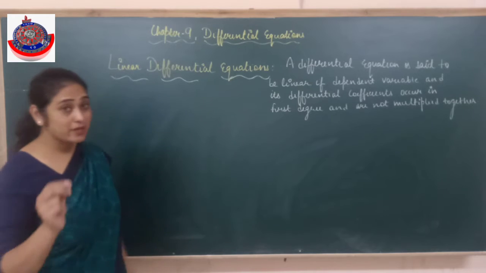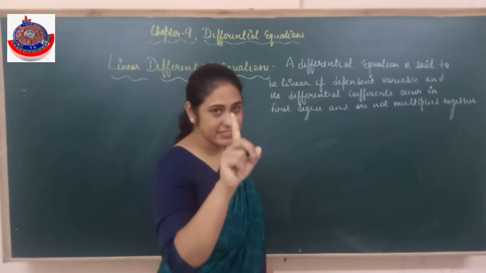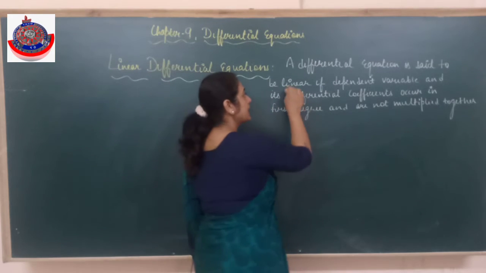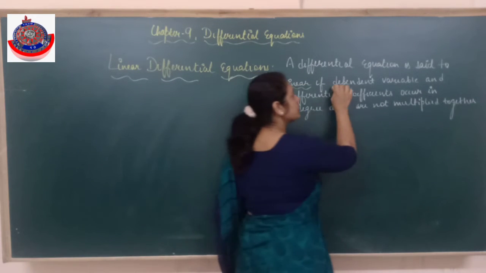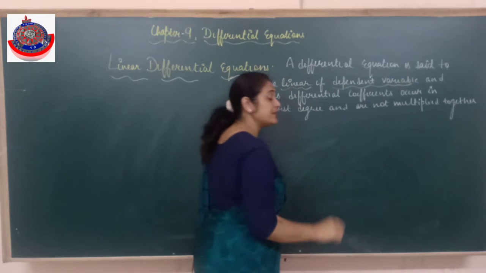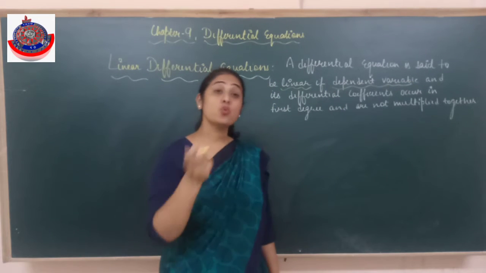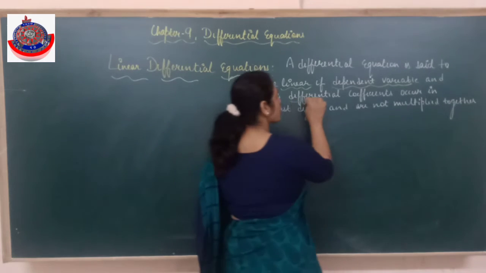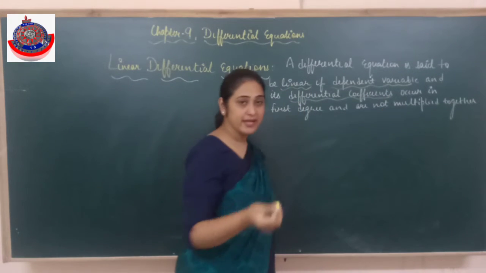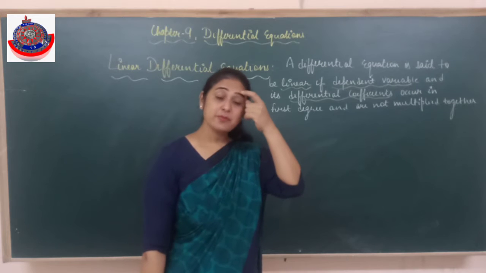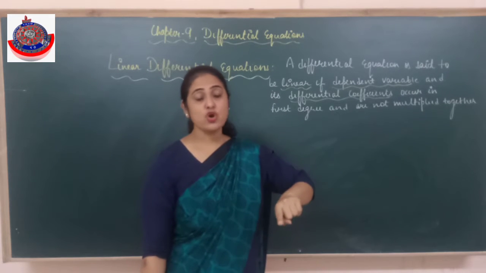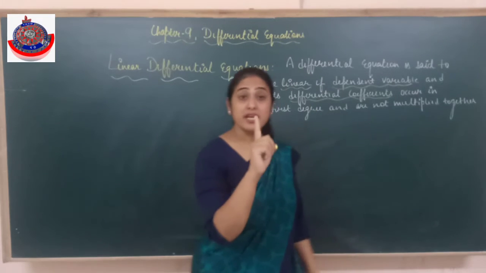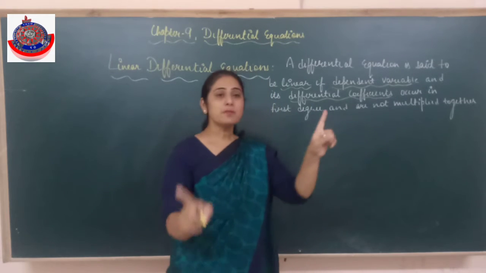Now the word linear is clear: linear means where the degree is 1. Is it clear? A differential equation is said to be linear if the dependent variable, y equals f of x, so y is the dependent variable, and its differential coefficient, dy upon dx, occur in first degree, both are in first degree and are not multiplied together.